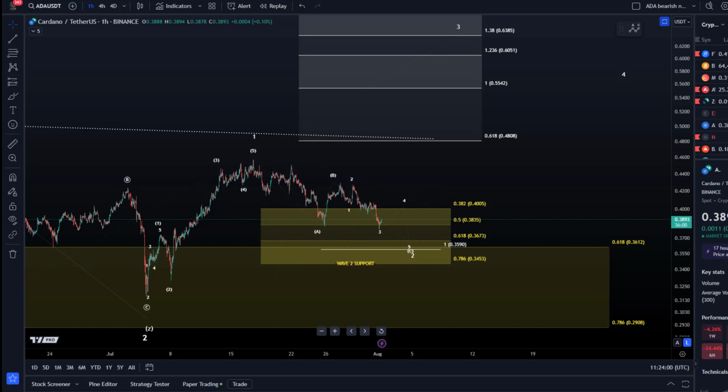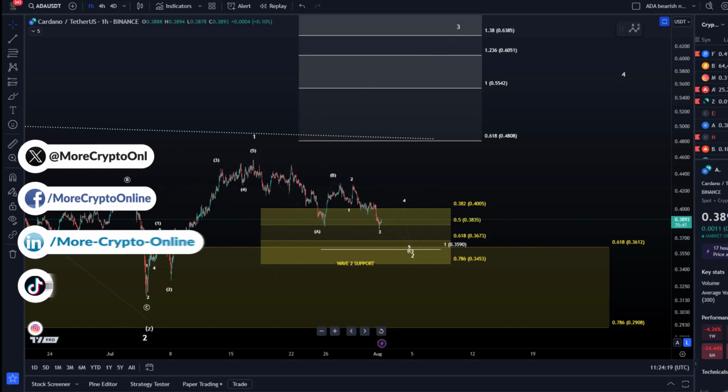ADA's price action is quite slow at the moment. We are going down lower in the support zone that we've been watching. So the support zone for this wave 2 pullback is still defined between 34.5 cents and 40 cents, and it would look best with one more 4-5 pattern.